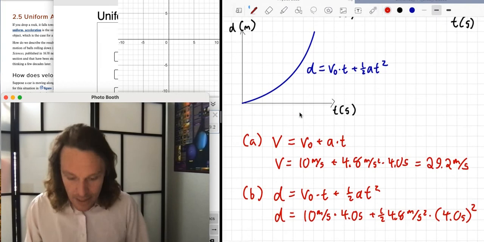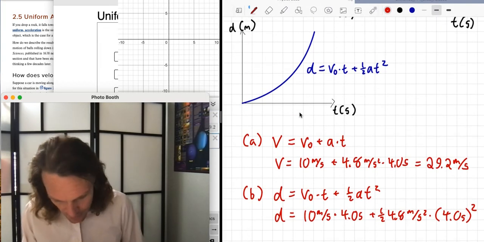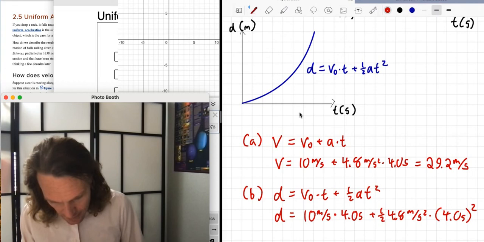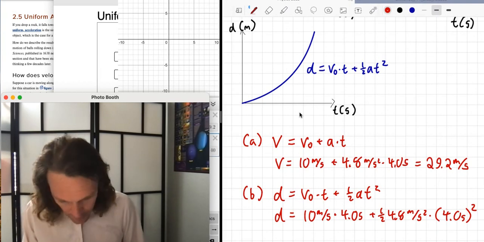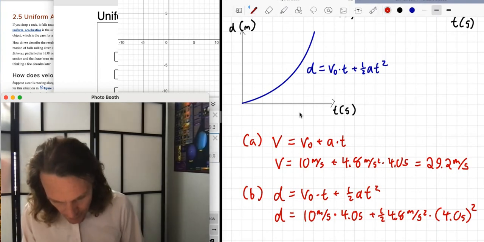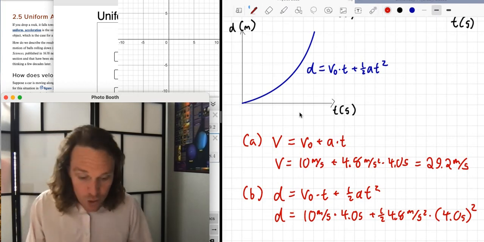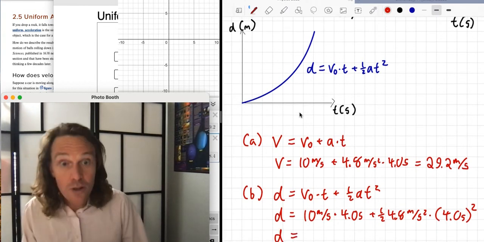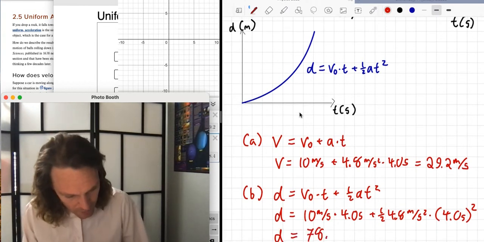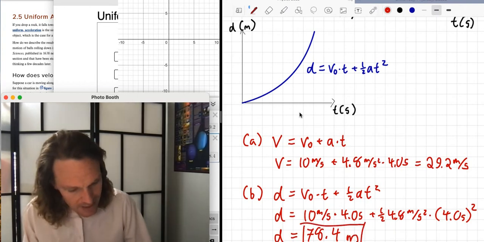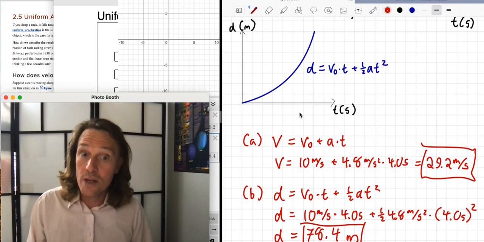So let's go ahead and plug that into our calculator. We've got 10 times 4, and then plus 1/2 times our acceleration value of 4.8, and then times 4 squared. So 78.4 meters. Okay, you still see that? Yep. So 78.4 meters. That's how far we go. That's how fast we're going. Those are the 2 questions asked.